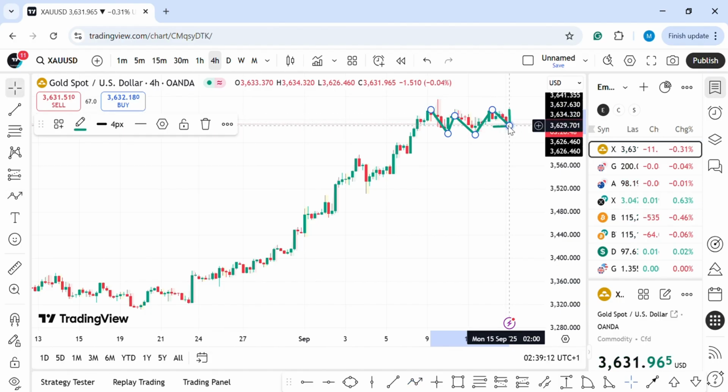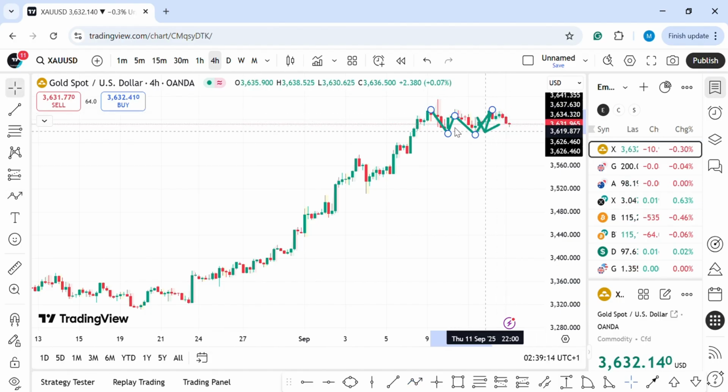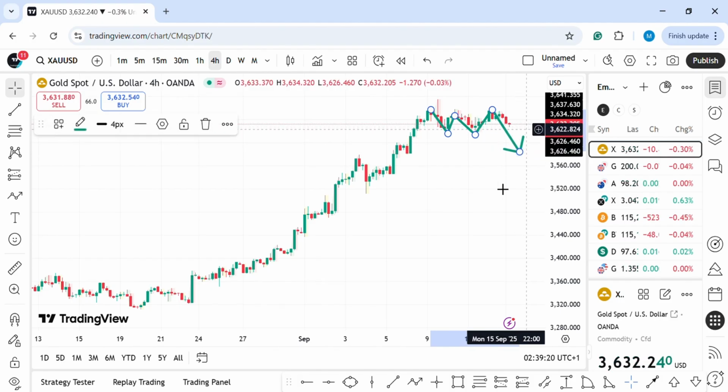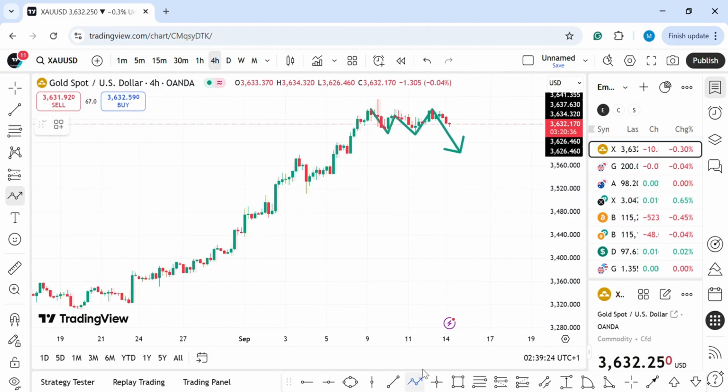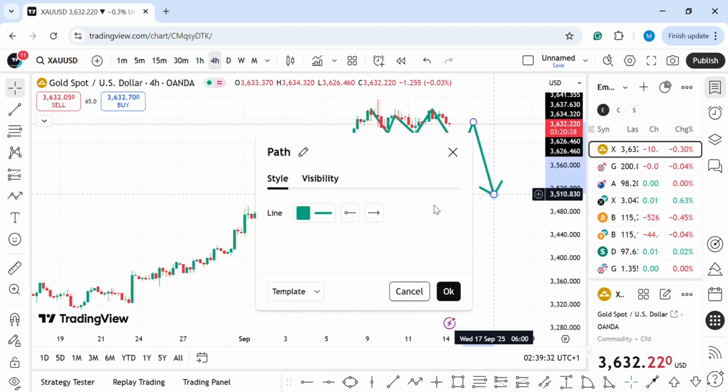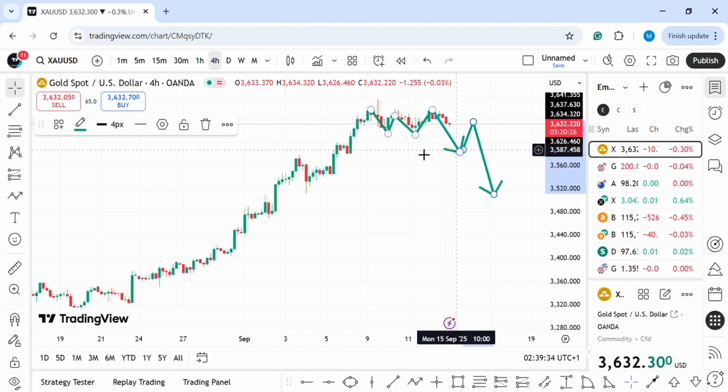So for me, I think this one will come and break this two low to give us something like this, and then come back to a test, and then do something like this, and then boom to the downside. So this whole week we should be expecting sell for gold, sell for gold, sell for gold.